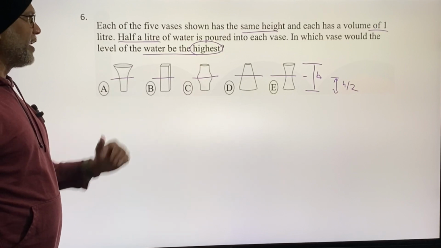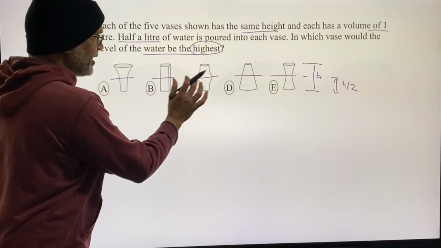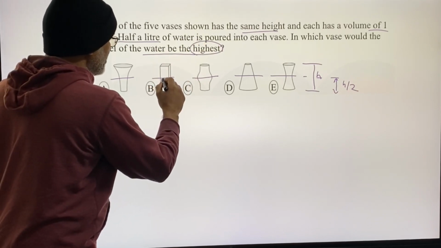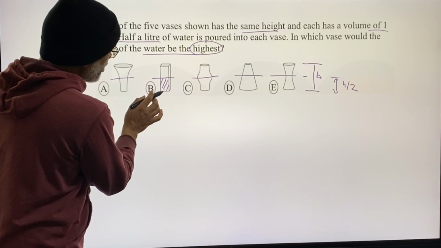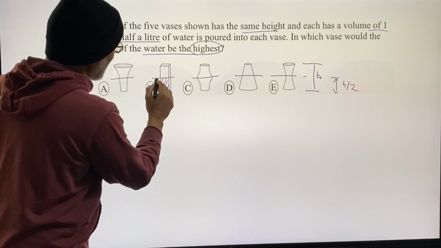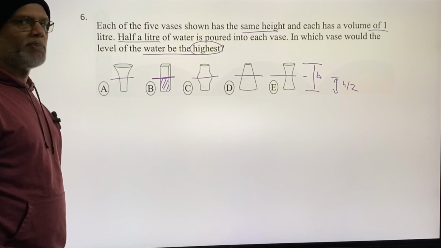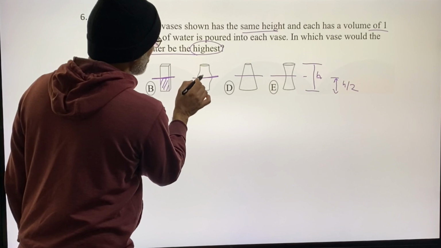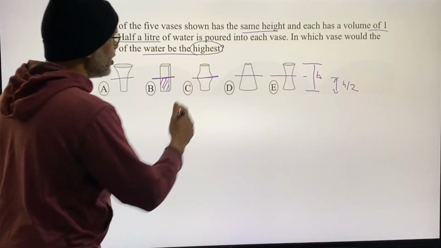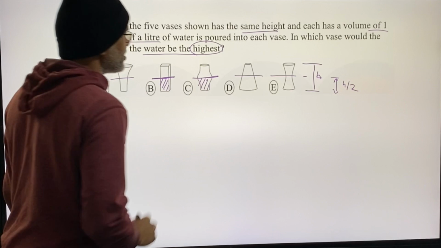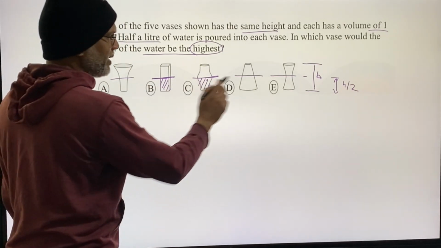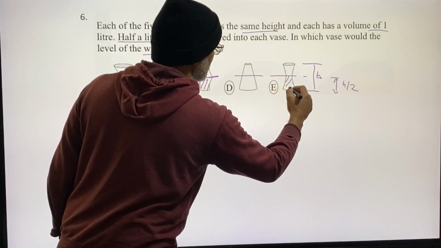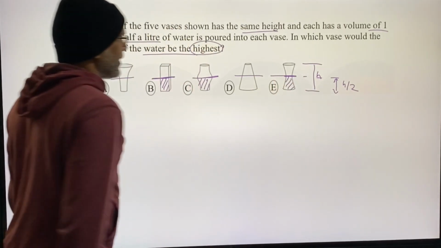So if I pour half a liter, let me first take a look at the easier shapes. This one, B, right? If I pour half a liter, as you can see, the bottom half has the same volume as the top half. So the half liter will be exactly on this mark, the half mark, right? Similarly, this shape, the top half and the bottom half have the same volume. So half a liter would be just the bottom half, right? Similarly, this one is also symmetric about the half line. So if I pour half a liter, the water level will be right there.